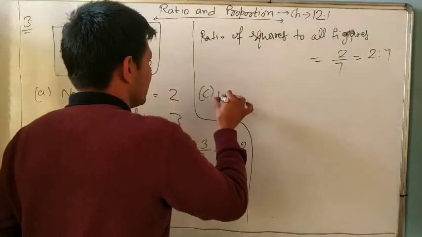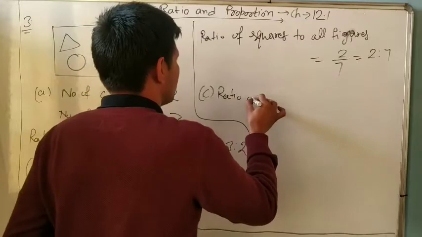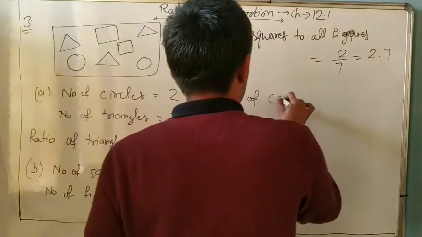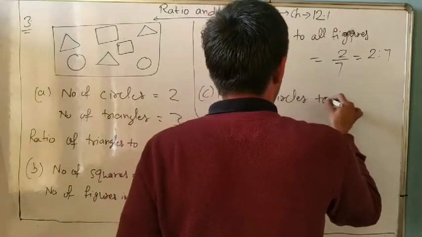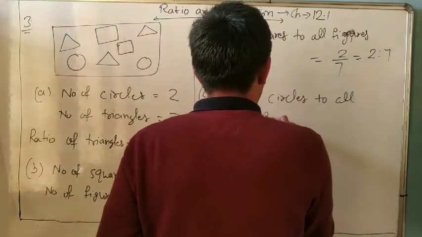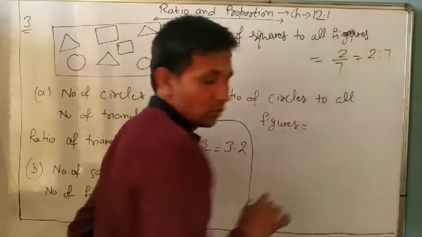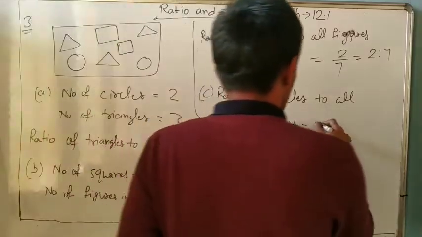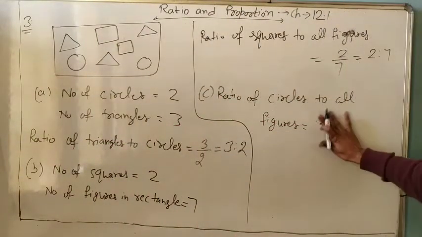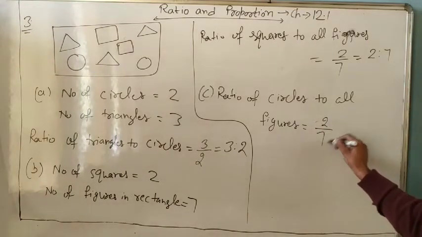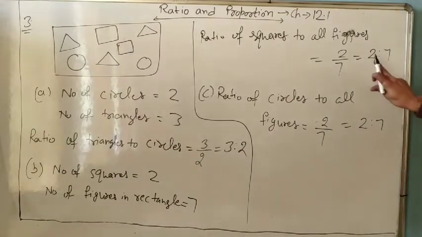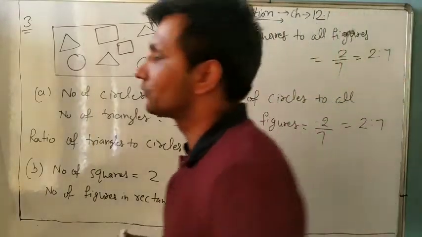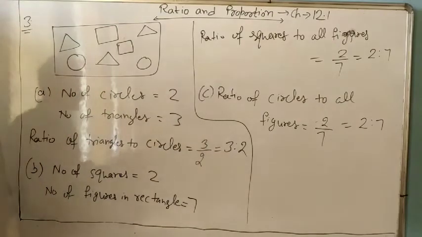Next is the number of circles to all figures inside the rectangle. So write ratio of circles to all figures. How many circles? Circles is 2. And how many all figures inside the rectangle? 7. So 2:7. It means 2:7, 2:7. These are the same ratio. Understand or not? So remember, it is your answer.